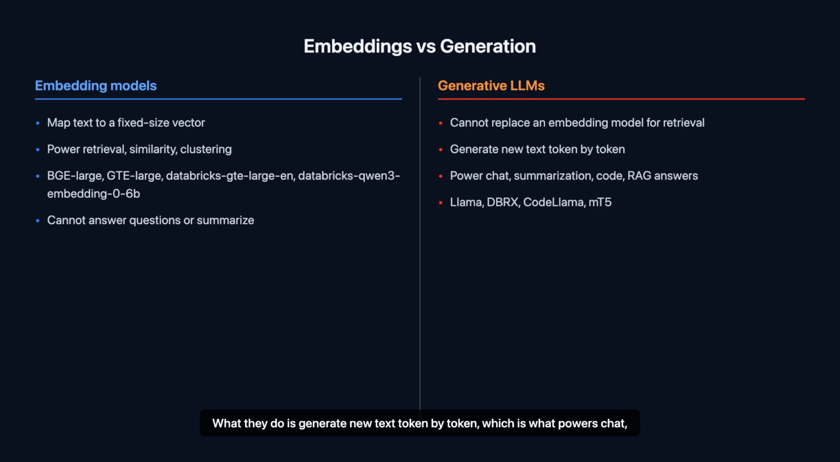What they do is generate new text token by token, which is what powers chat, summarization, code generation, and the answer step in a RAG system. Llama, DBRX, Code Llama, and MT5 all live here. The decision rule: if the output is a vector for search, pick an embedding model. If the output is text for a human to read, pick a generative model. Swapping one for the other is a category error that shows up often in scenario questions.